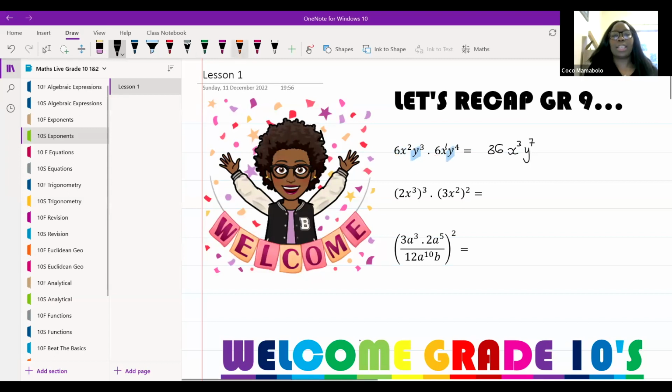All right, let's look at this one over here. Now, normally, I know that some of your teachers will say you need to rewrite this thing out 3 times because of that 3 cubed. So you would go 2x cubed times 2x cubed times 2x cubed. We're not going to do that here. We're going to learn a different step.